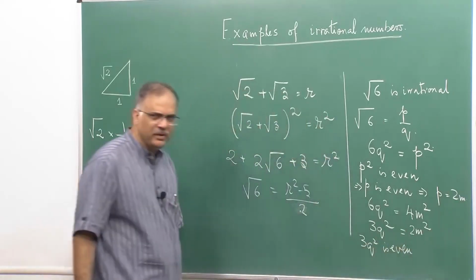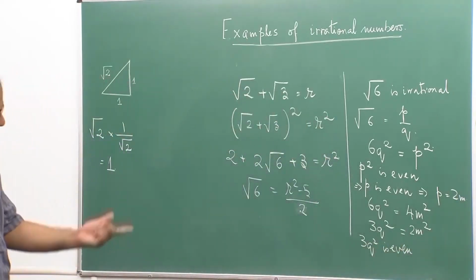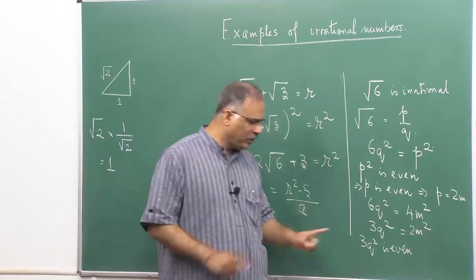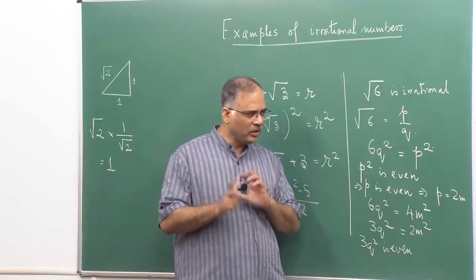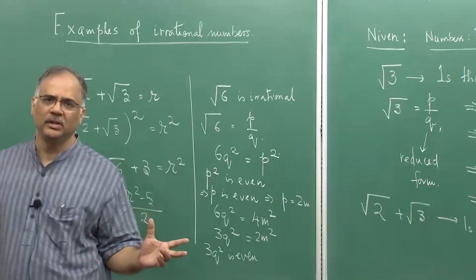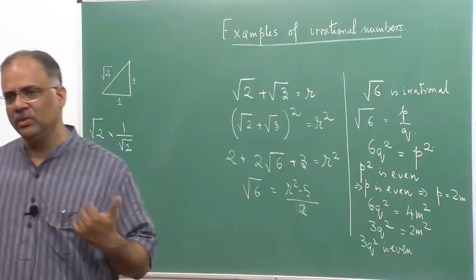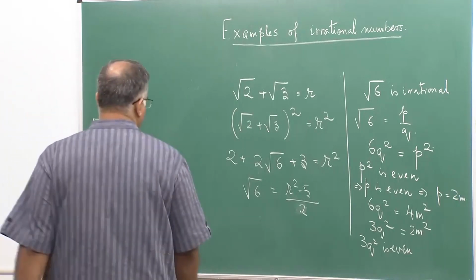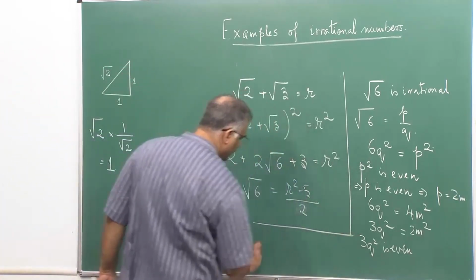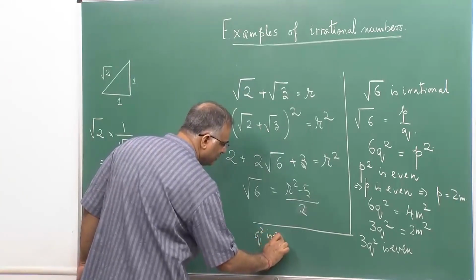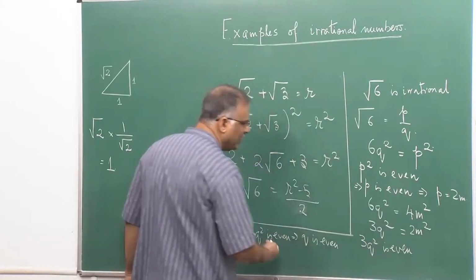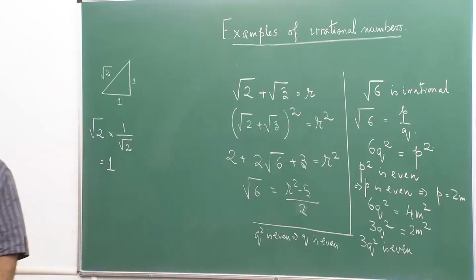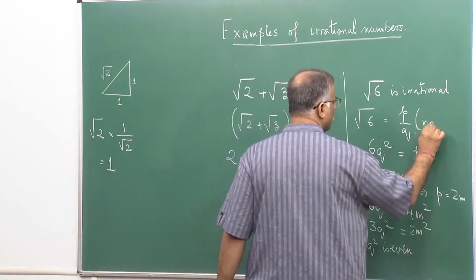Now, if 3q square is even, q square itself must be even because 3 is odd. If you multiply an odd number with an odd number, you would never get an even number. To get an even number, you must multiply an odd number with an even number. So you will immediately have that q square is even, which will imply q is even. So both p and q being even would have a common factor of 2, which is again a contradiction, because p and q have been chosen in the reduced form.